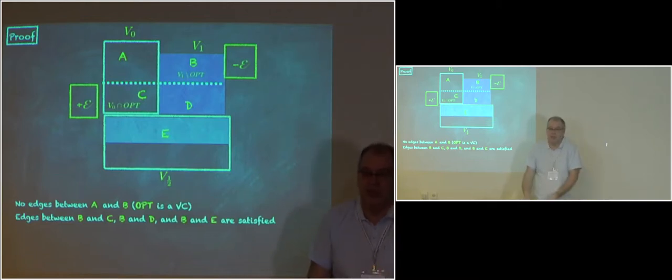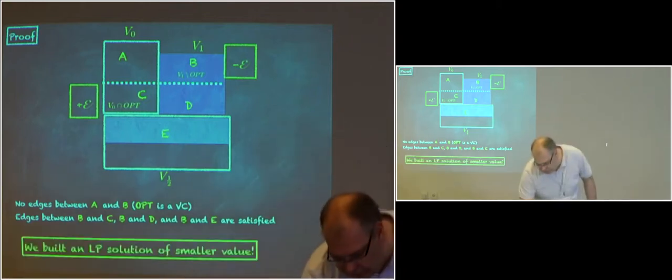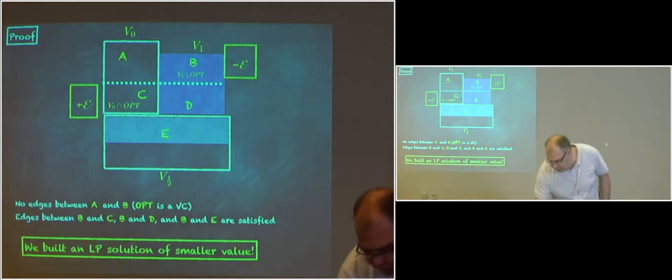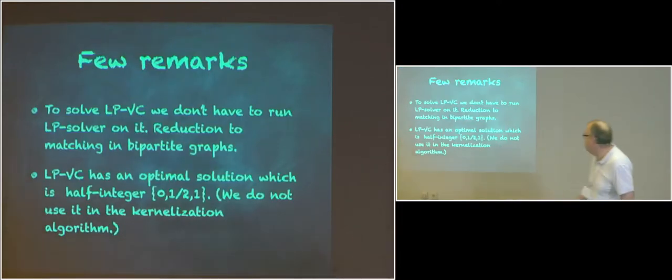But I cannot do it, right? Because I started from the optimal solution for the linear program. So we built a linear program solution with smaller value, which is a contradiction. This concludes the proof of the Nemhauser-Trotter theorem.